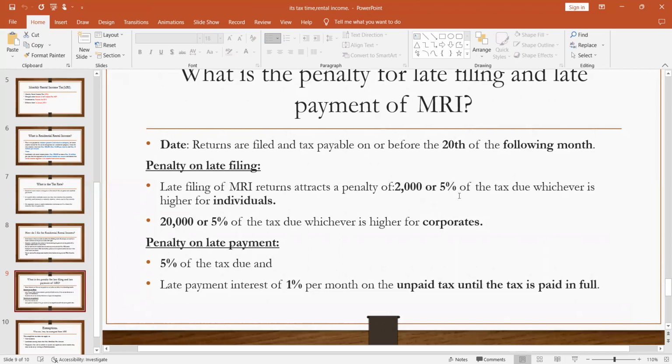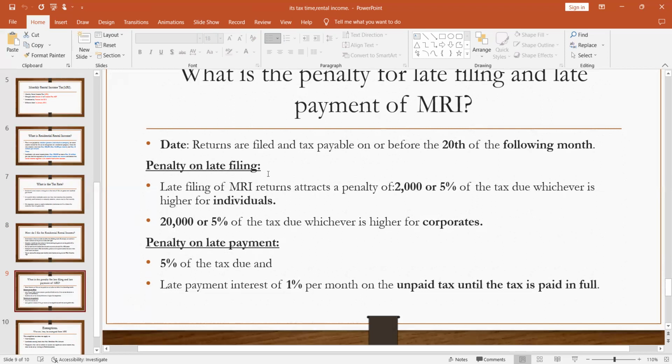For example, say the tax due is 30,000. You'll be able to compute 5% of it and compare it with 2,000 to see which one is higher. So 5% is 1,500. If it is 1,500 against 2,000, then you'll pay 2,000. For corporates, it is 20,000 or 5% of the tax due, whichever is higher. When you talk about corporates here, these are limited companies, either public, private, whatever the nature of that company is. For corporates, the penalty is 20,000 or 5%, whichever is higher, is what you pay.